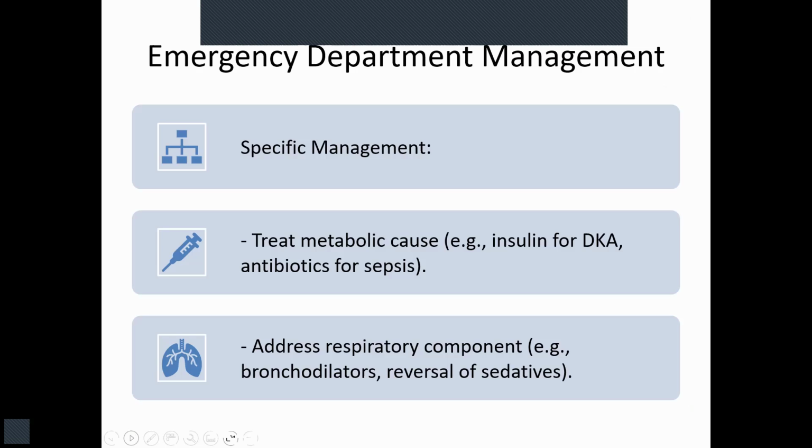Okay. So, like I say, in the specific management you try and treat the underlying cause. So if the patient has a high blood glucose level, you would start treating them as per your DKA protocol. If you find out the patient has sepsis, then of course you would treat them with antibiotics. If a patient has an acute respiratory problem, you would give them bronchodilators or reverse sedatives that may have been taken. So there's quite a few things.